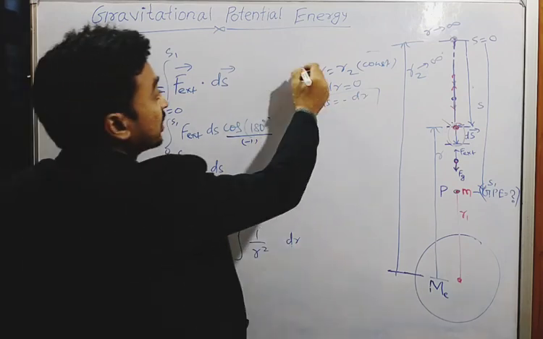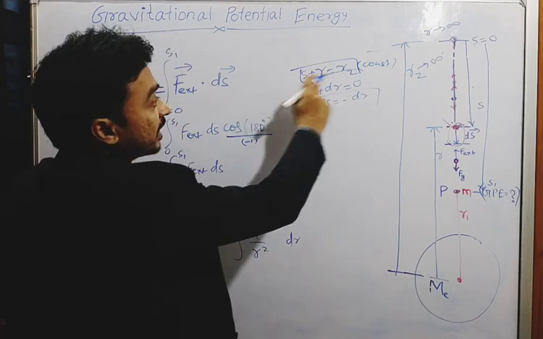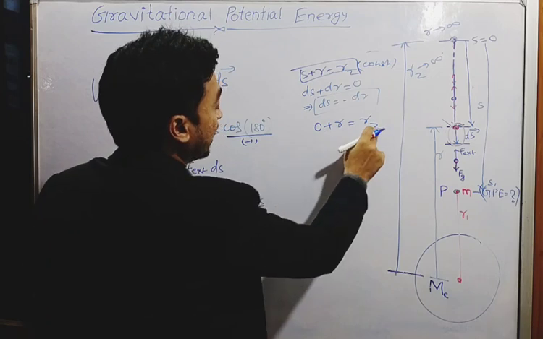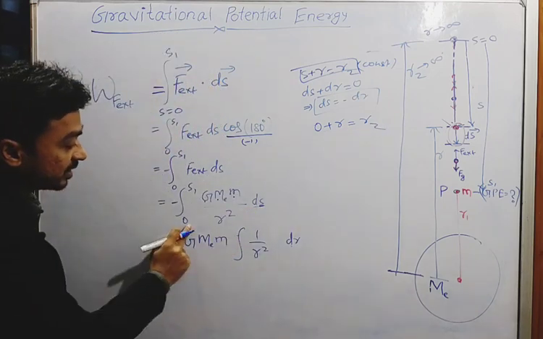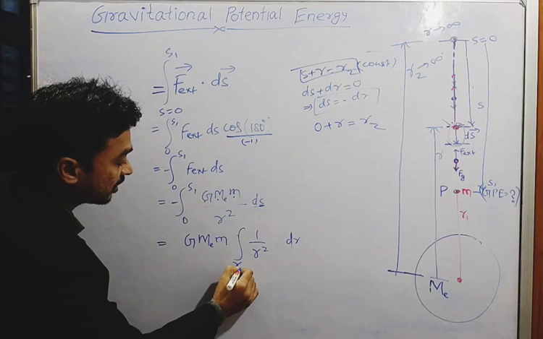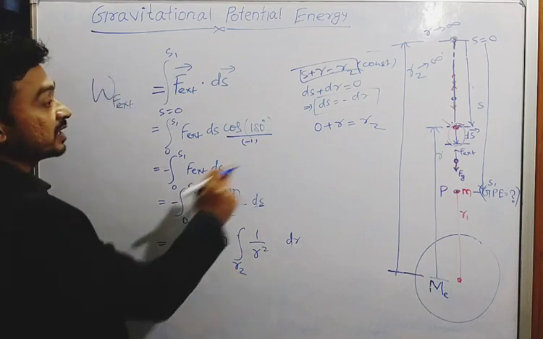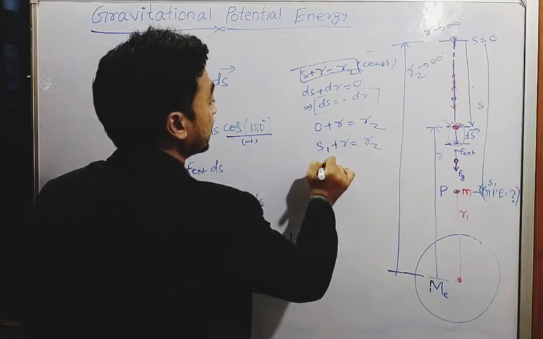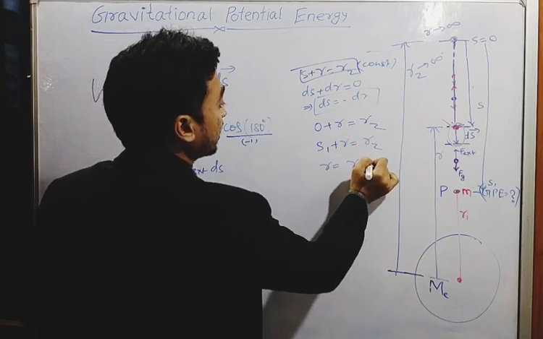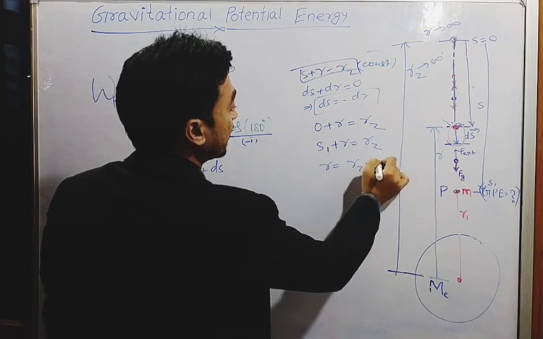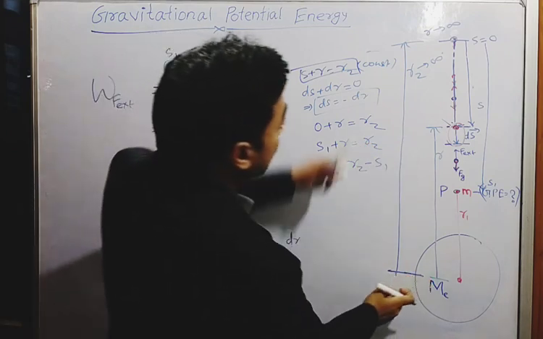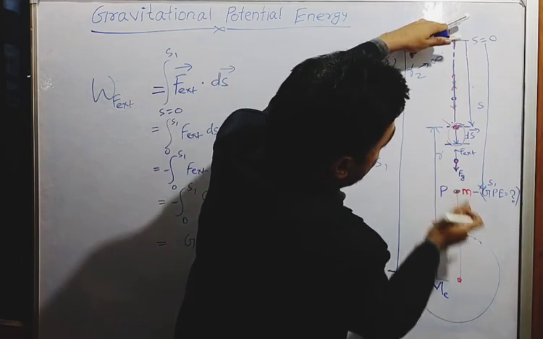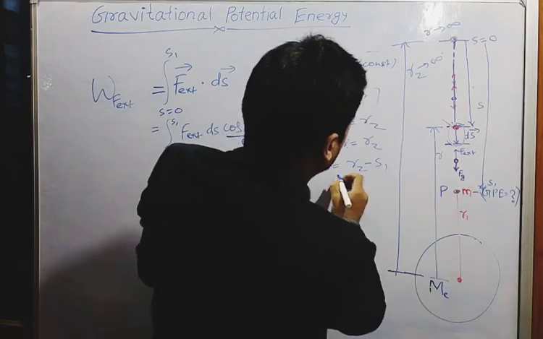See, this one. When s was 0, 0 plus r is equal to r2. Then r was r2. When s was 0, then r is r2. When s was s1, then r is r2 minus s1. See, r2 is this one minus s1. The remaining portion is nothing but r1.